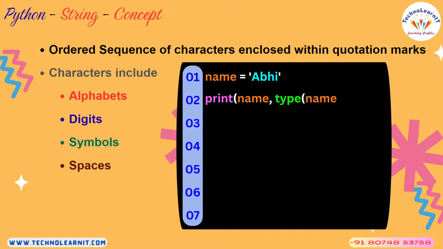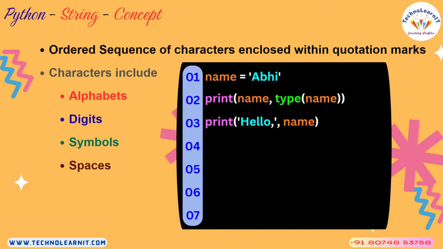So if we just print name and the type of the name, first when you are printing name, you will get Abhi, and the type of the name would be class str, because str stands for string in Python. So the type of this name variable would be string type, and the name would be Abhi.